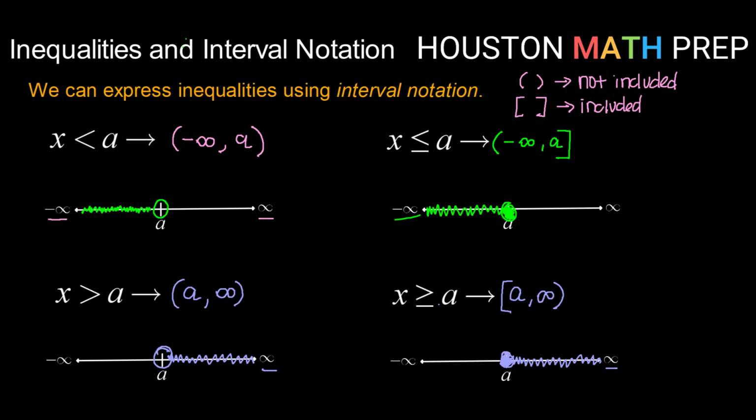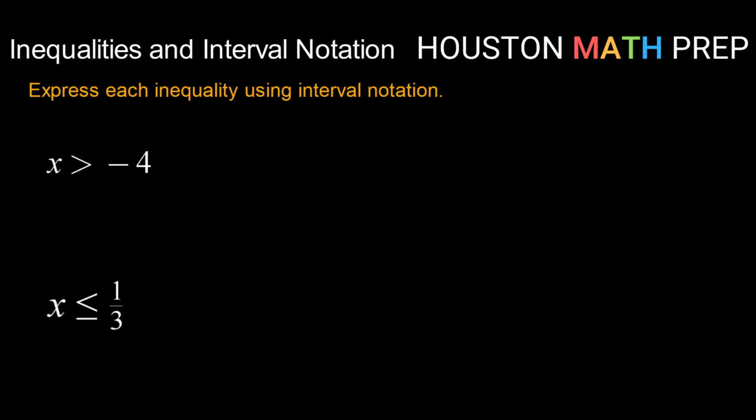Okay, let's look at two concrete examples of this. Let's express these two inequalities using interval notation. Our first one here, x is greater than -4. You might find it helpful to draw yourself a little number line and graph that. If I put -4 on my number line, remembering that negative infinity is always to the left and positive infinity is always to the right, then if x is greater than -4, I'm going to shade above -4. There's no equal to sign, so I'm going to have an open dot here.